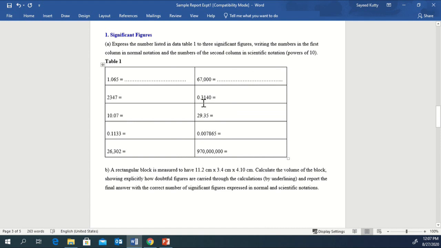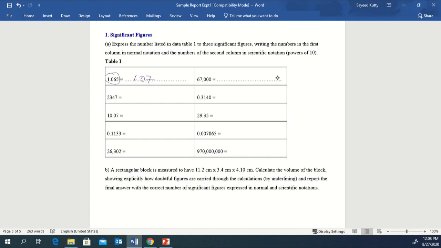Here is a simple exercise. We were asking you to write the numbers in significant figures and in scientific notation. This question: express the numbers listed in that table to 3 significant figures, writing the numbers in the first column in normal notation and the numbers of the second column in scientific notation. That means it is already in 4 significant figures. We are asking you to convert it into 3, right? You know that it will be 1.0 because this is 4 significant.